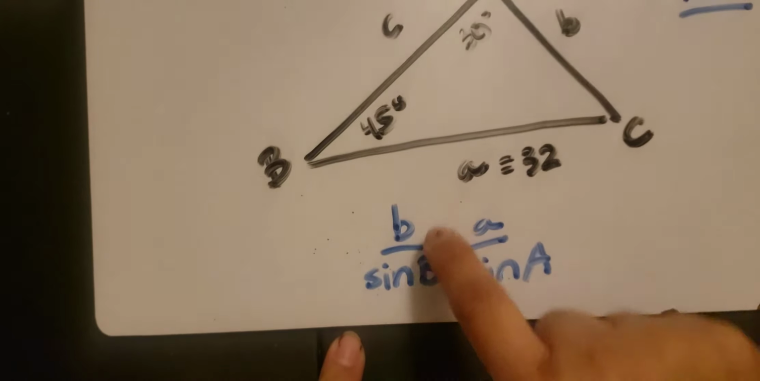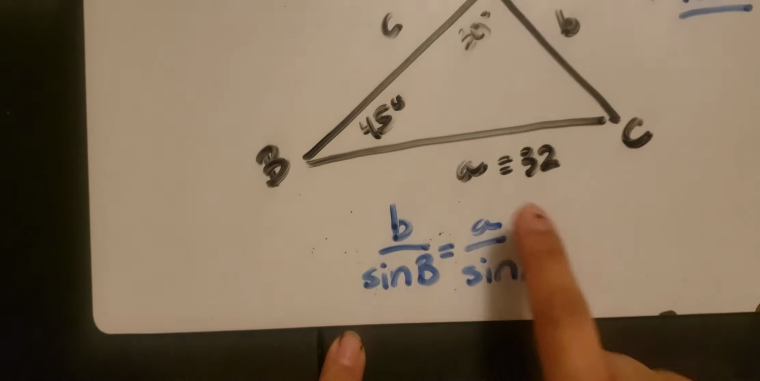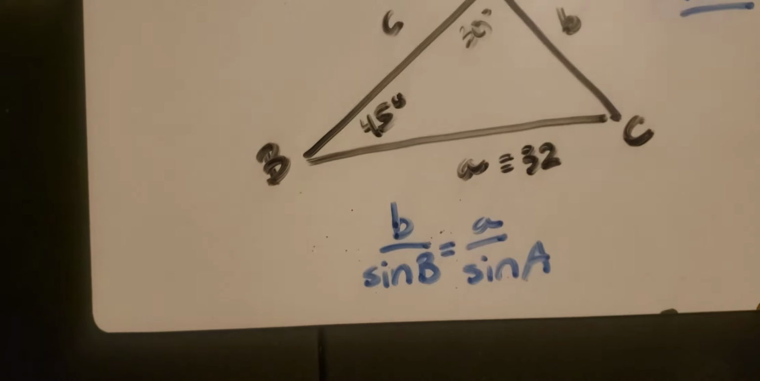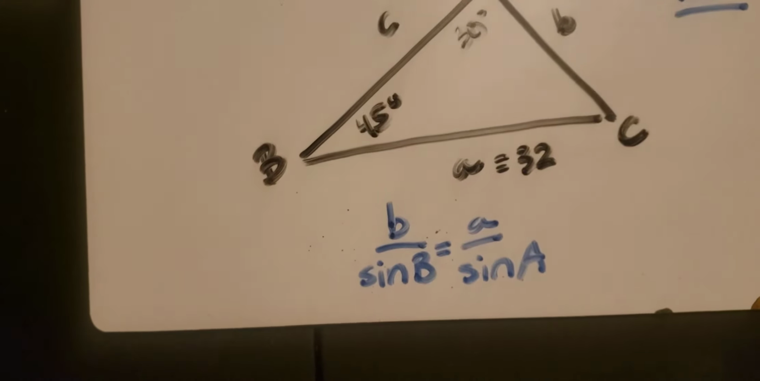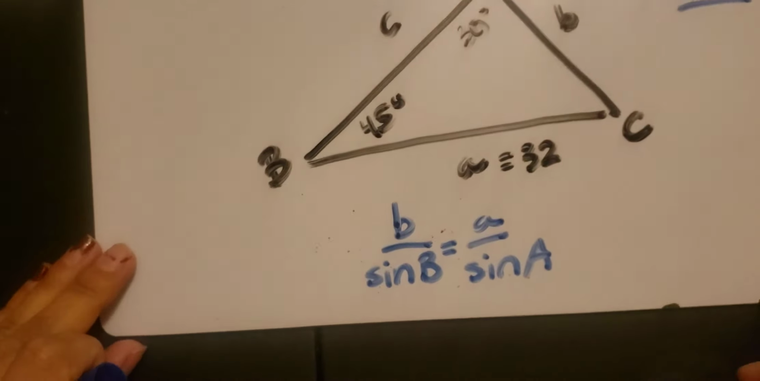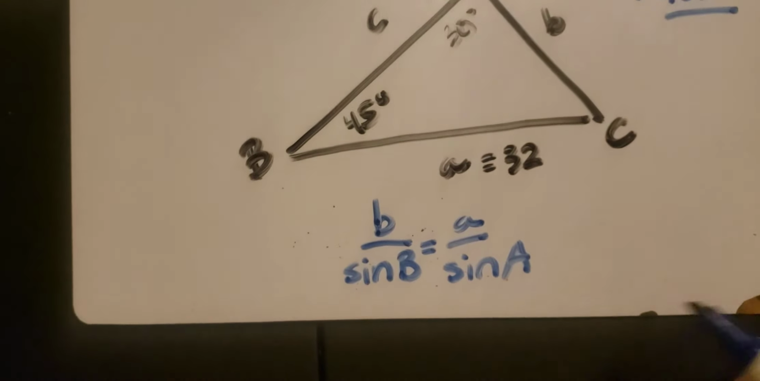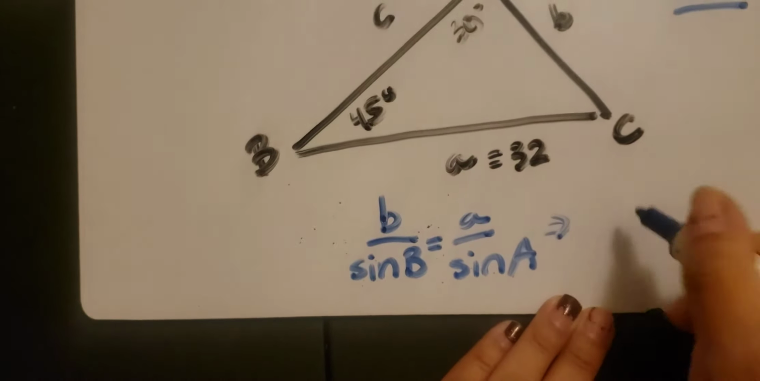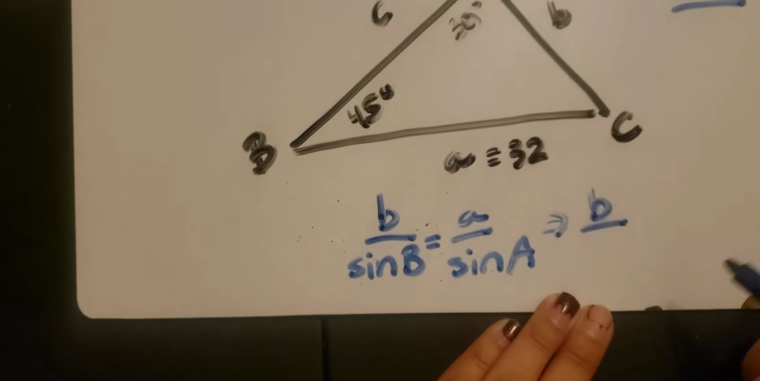I don't know side B, but I'm given angle B. So the only unknown here is side B, okay? So now I'm going to set it up. Okay, so here we go. So side B, I don't know what that is. So I'm just going to leave it as B.